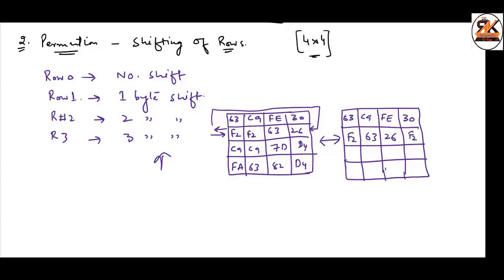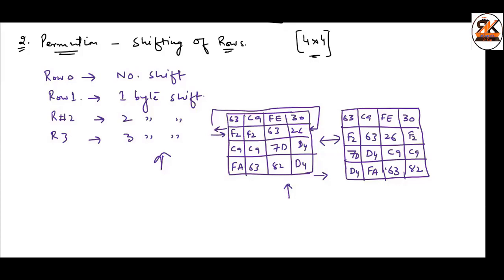Then we have a shift of 2 bytes. So here we will have 7D, then D4, then C9 and C9. This is the third row now, and here we will have the shift of 3 bytes. So we will have D4 here, and after that we will have FA, 63 and 82. So this is how the shifting of rows is done. But here again, one thing must be noticed, that this is an inter-byte operation. Like, we are shifting bytes, we are not doing anything with the bits inside the bytes.